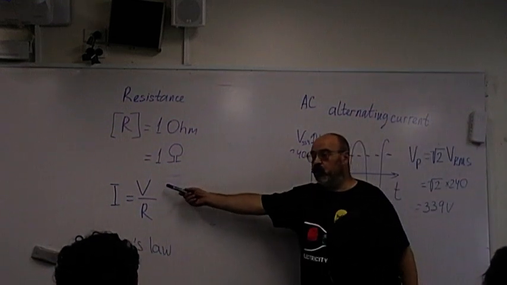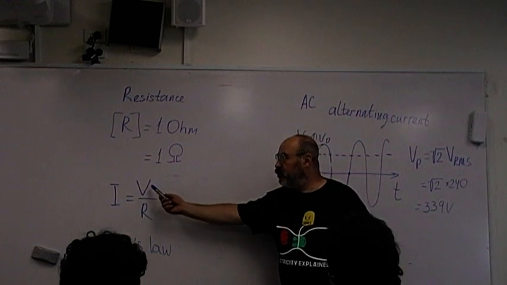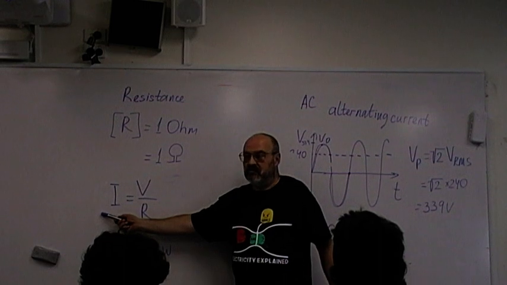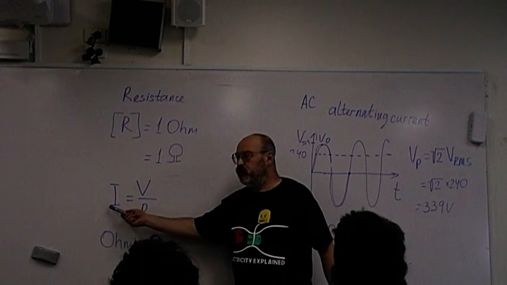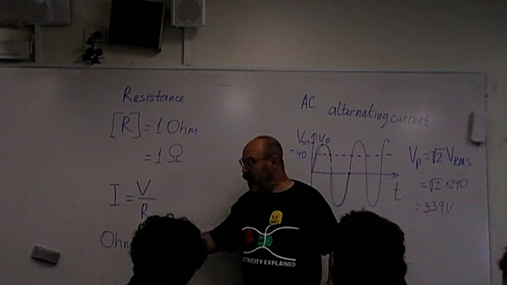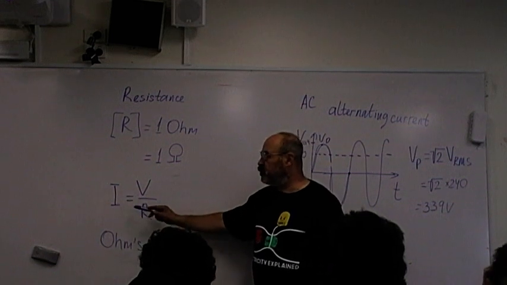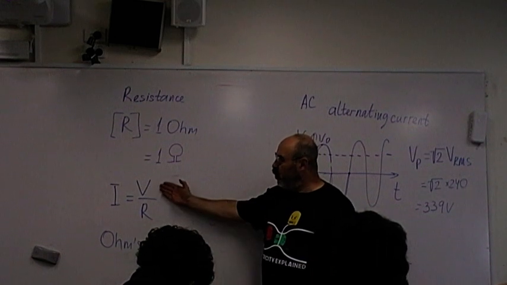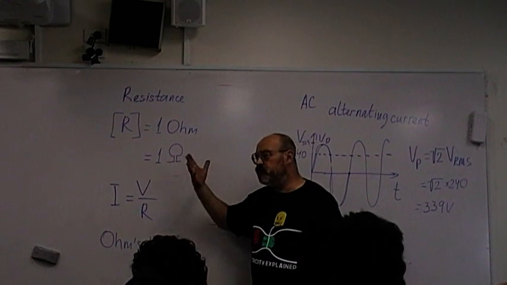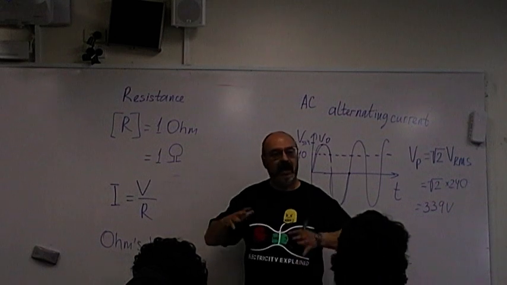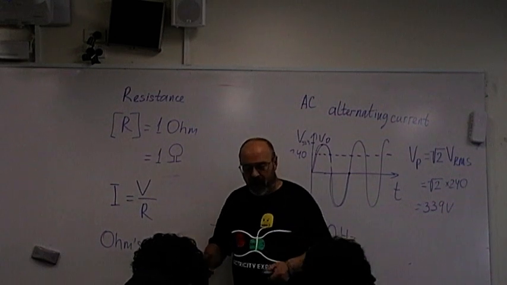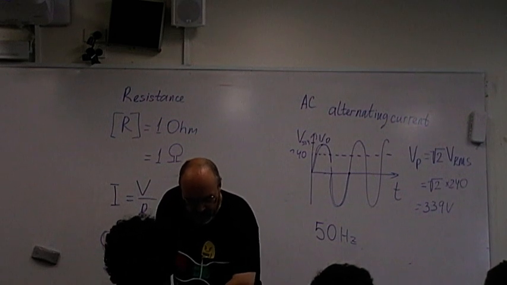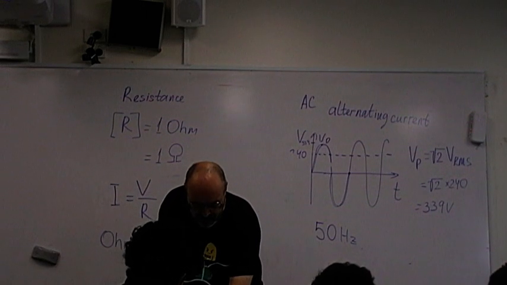So if we increase voltage, what will happen with the current? There will be more current. Bigger voltage, bigger current. With the resistance, if we make bigger resistance, what happens to the current? Smaller current. So voltage bigger, current bigger; resistance bigger, current smaller. Make sense? Yes. That is Ohm's law.